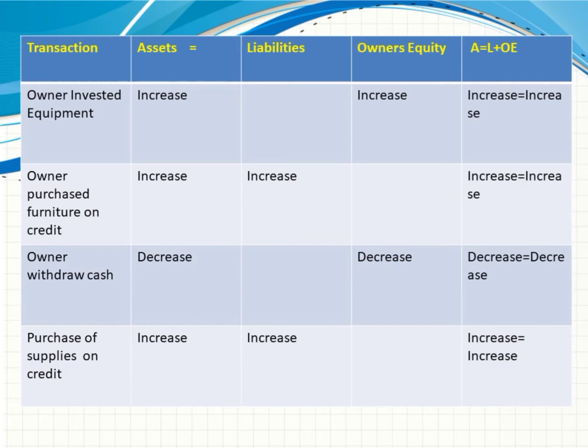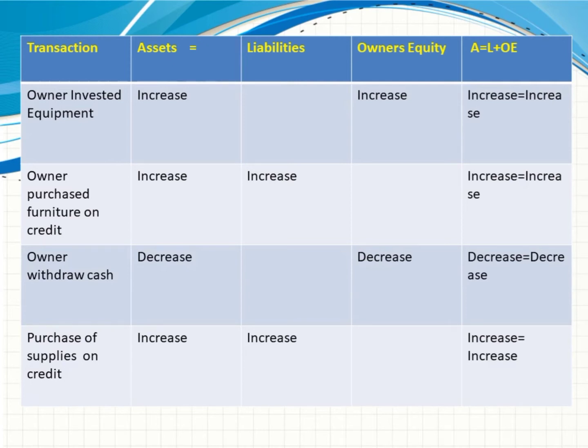Okay, let us cite another example. Owner withdraws cash. So the owner withdrew his investment, which is cash. What will be the effect to the assets? Since he withdrew, the cash decreased. Cash is under assets, so decrease. And how about the liabilities? There is no effect, since he did not borrow, he withdrew. But there is a decrease in owner's equity.